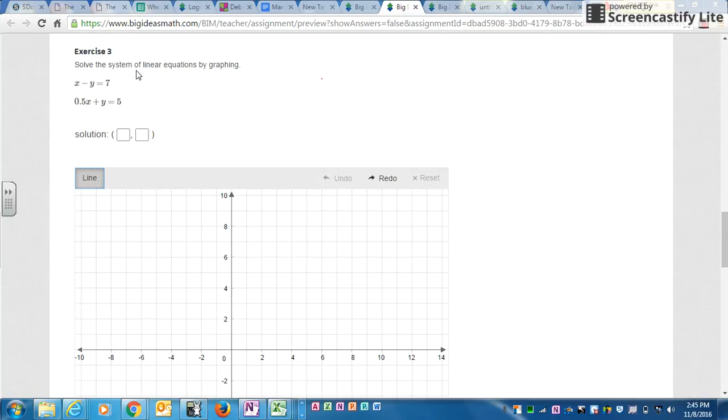So what we're going to do is graph both lines, and then we're going to see where they cross. But if you notice, we don't have y equals mx plus b. So we're going to have to do a little bit of algebra for both of these lines in order to get them into slope-intercept form. Okay, and the way to do that is to take away x on both sides.